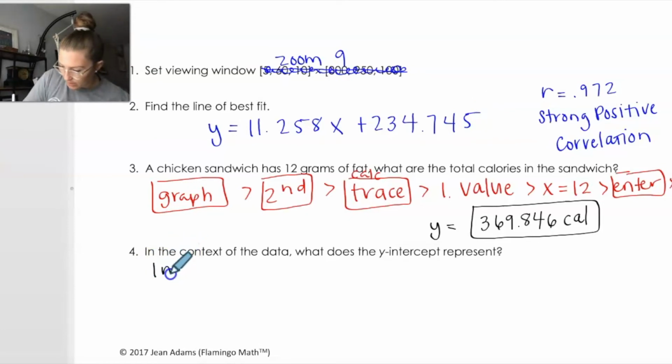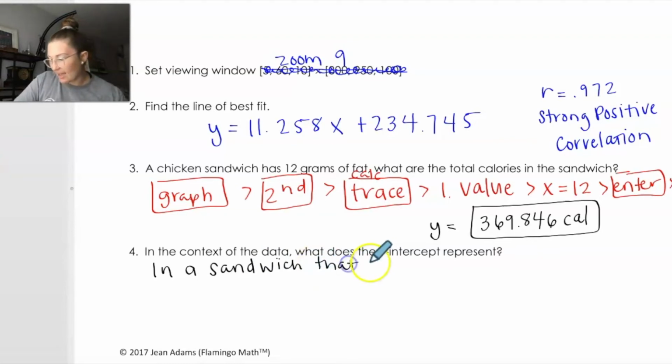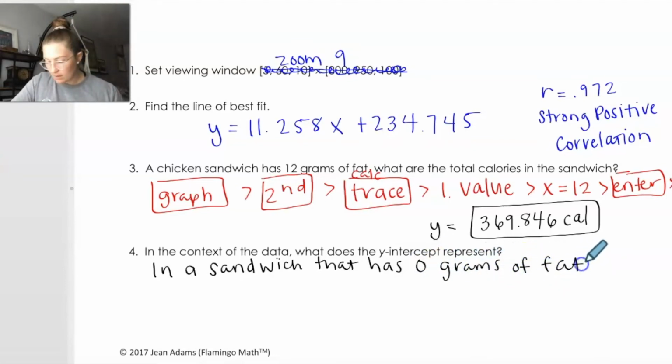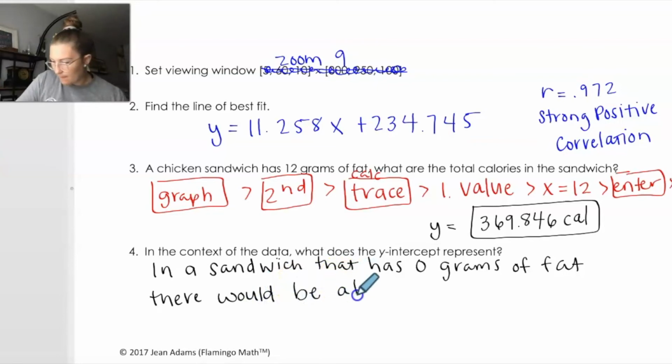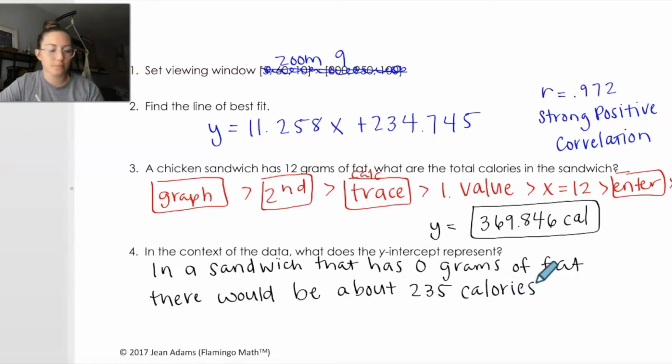So in a sandwich that has 0 grams of fat, there would be about 235 calories. Beautiful.